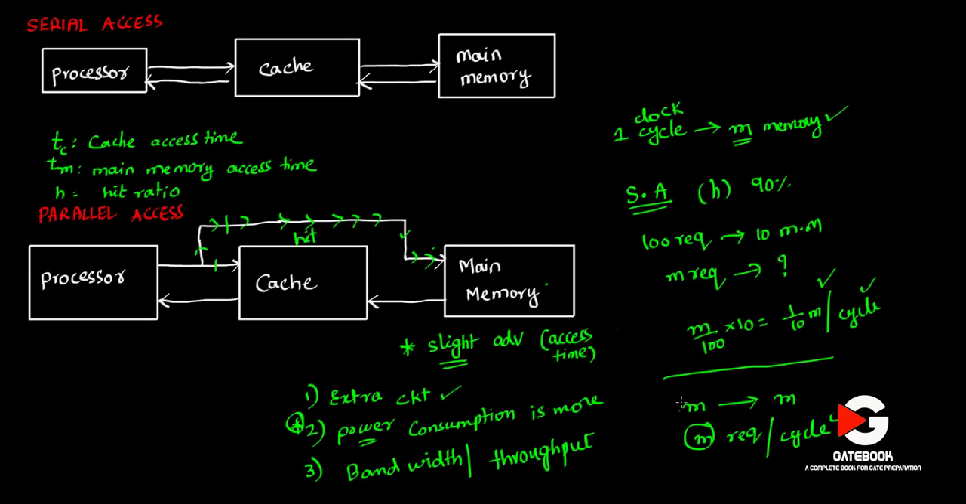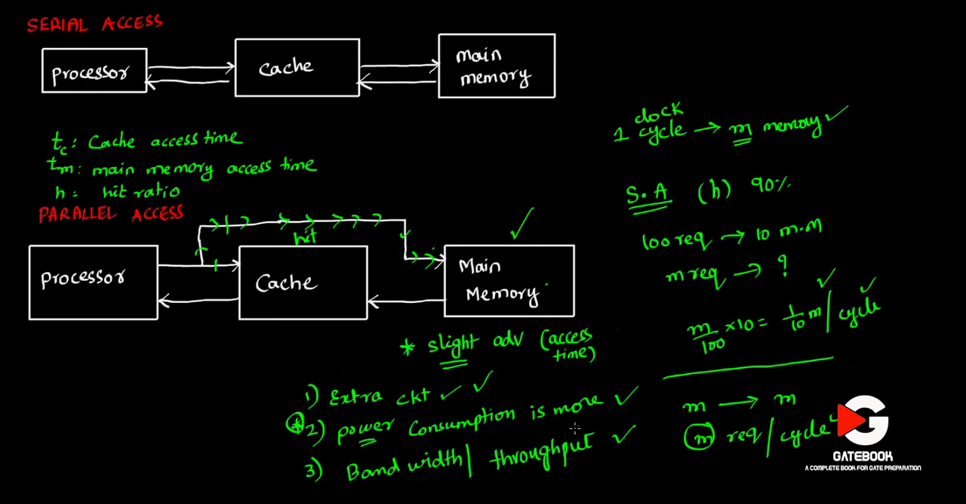That means you have to design a memory system here, a main memory system, which has high bandwidth. So that is one more negative point.